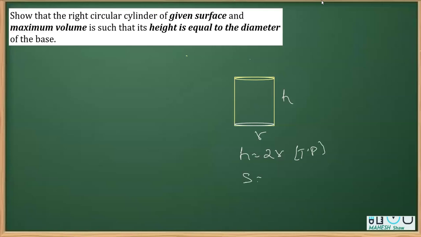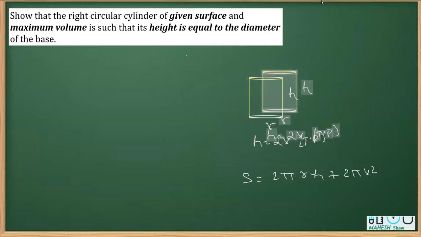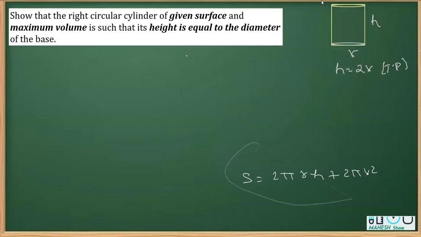And its surface area, what's the surface area of a cylinder? By default, it's going to be the total surface area if not given. That means if nothing is mentioned, by default we take it as total surface area. So it's 2 pi r h, which is the curved surface area, plus the area of two circular bases, which is 2 pi r square. Now we have this information, and let's see if I place it aside.